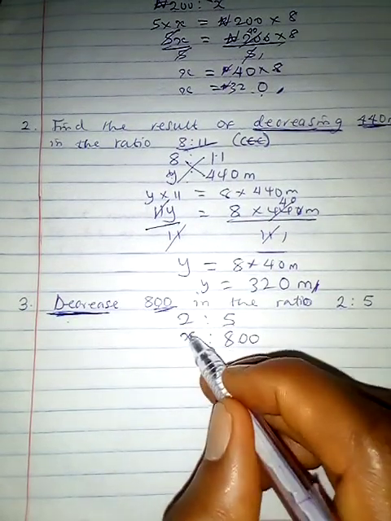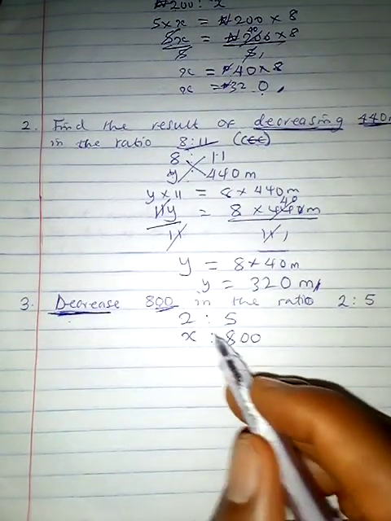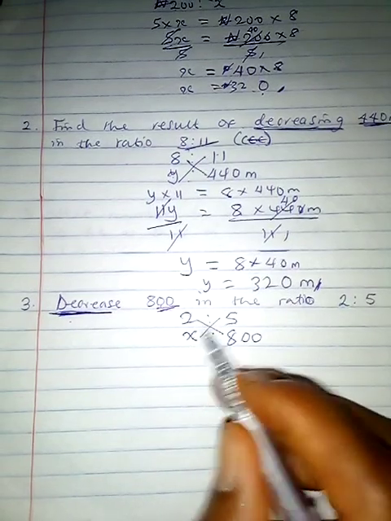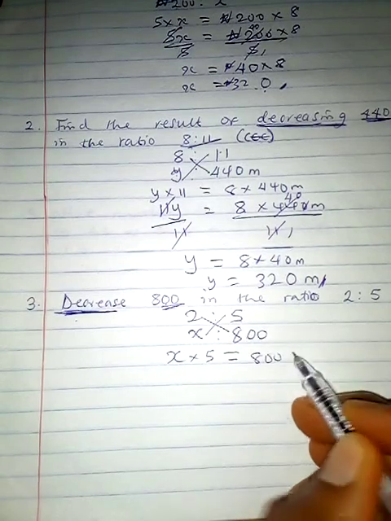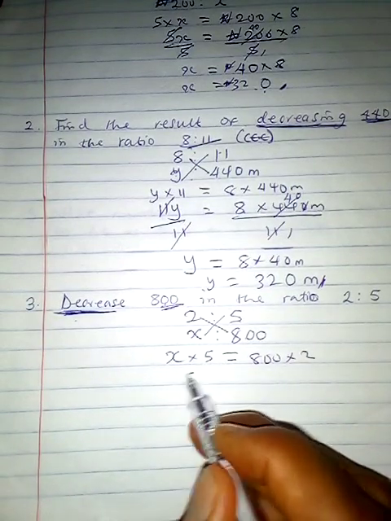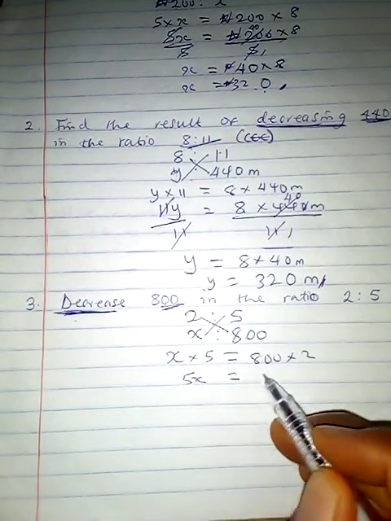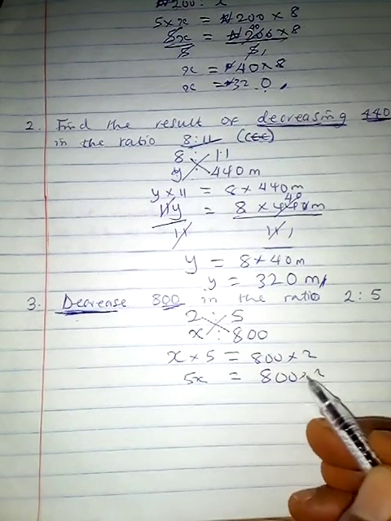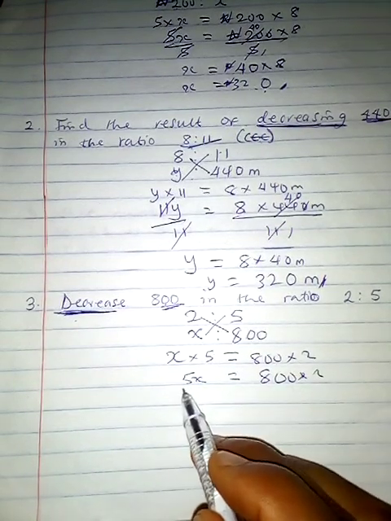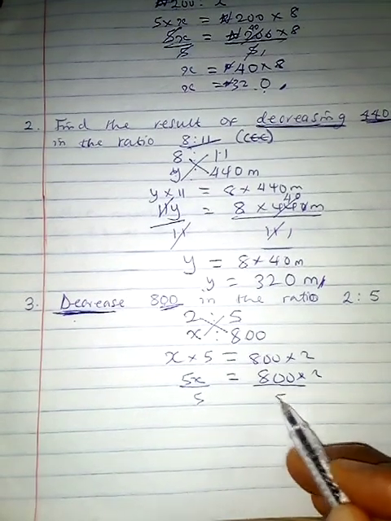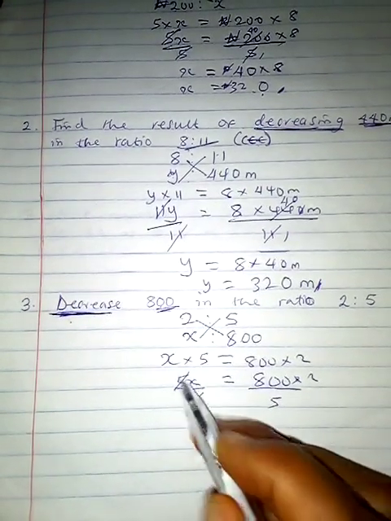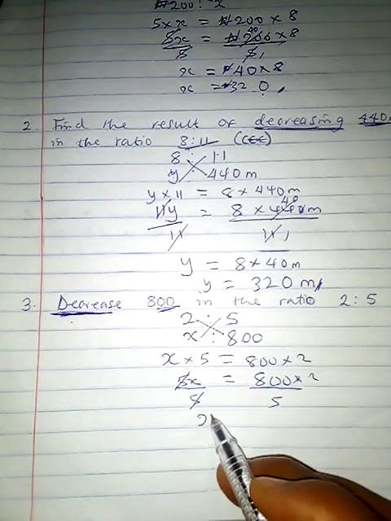Because we are decreasing it to this ratio, you now cross multiply. It is going to give us x times 5 equals 800 times 2. X times 5 gives us 5x equals 800 times 2. Then how do we get x? You divide both sides by the coefficient of x, which is 5. 5 divided by 5 gives us 1, so we're now left with x here.